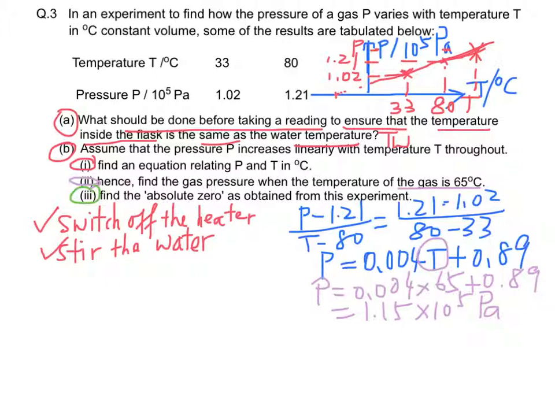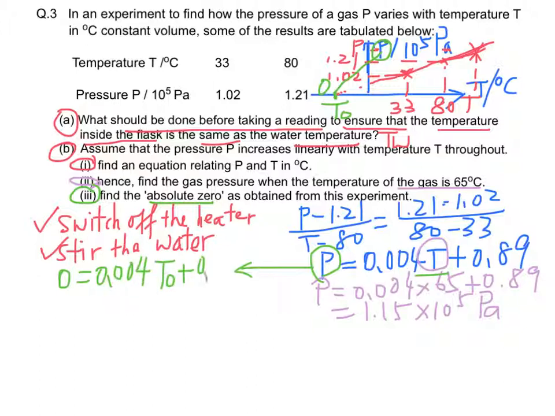For part 3, the absolute zero temperature from the graph is this point. We call this T0. At this point, the pressure of the gas is equal to 0. Therefore, we substitute 0 into the P reading. We have 0 equal to 0.004 times T naught plus 0.89. Therefore, we have the absolute zero temperature from this experiment equal to negative 223 degrees Celsius.